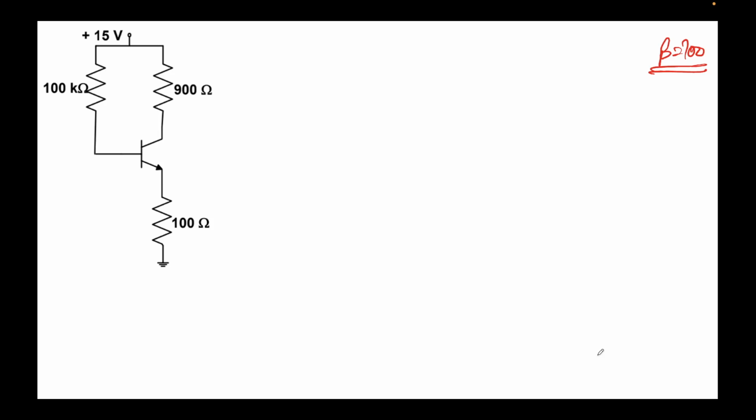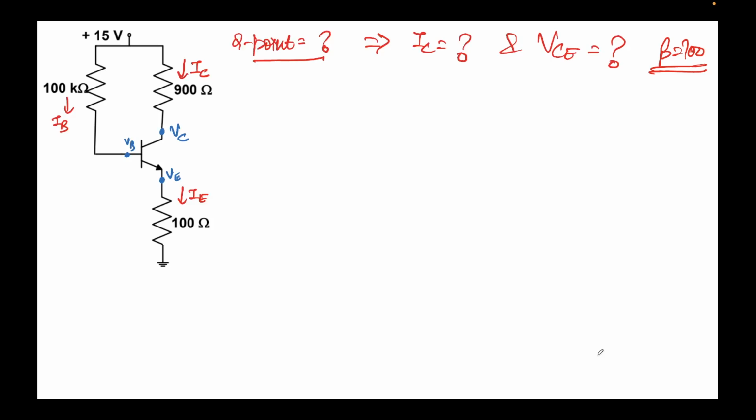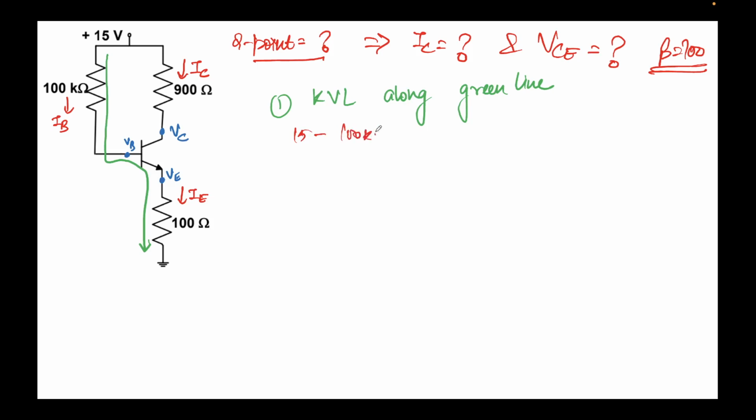Now this was the circuit diagram that was given to us. Beta was equal to 100, with some node voltages denoted, and we are required to find the Q point, which means we need to find IC and VCE. In order to do that, let's apply KVL across the green line. So I'll write 15 minus 100k times IB minus VBE minus 100 times IE equals 0, right?